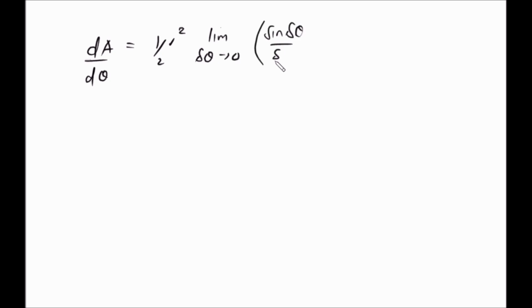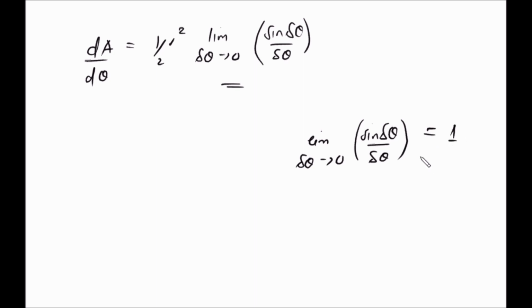So we're going to have now dA d theta ni sasa na half r square, tumesema the limiting value as delta theta approach 0 ya huyu sin delta theta over delta theta. Sasa hii limiting value as delta theta approach 0 ya sin of delta theta chini ya delta theta ni sasa na 1. Kwa sababu remember tulisema pia the limiting value of sin ya delta theta as delta theta approach 0 ni delta theta.